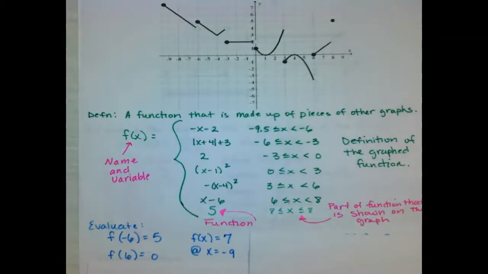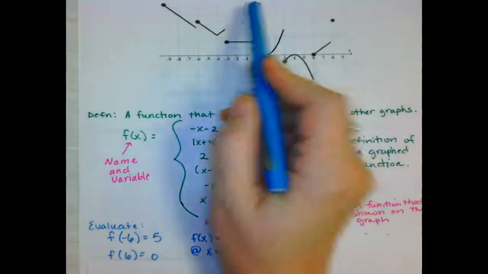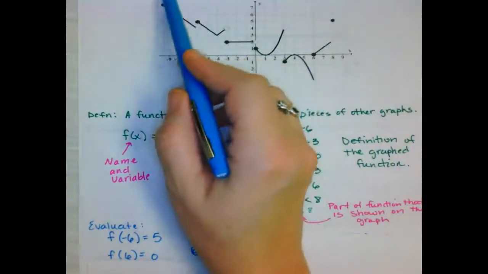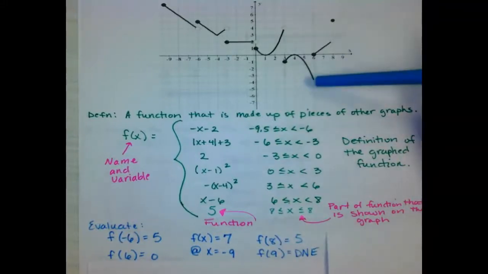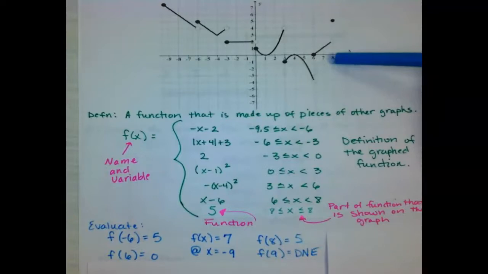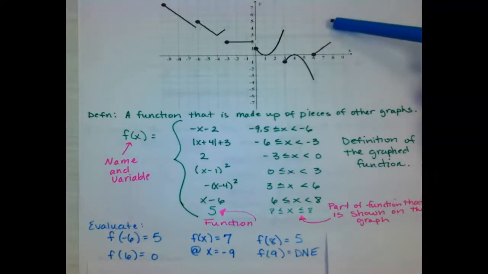In this situation, notice we don't know what the x is. We're trying to find the x when y is 7. So I go up here and I look horizontally at 7, and I see the graph is right here at x equals negative 9. So if you're doing a problem like this, you have to designate the x value. Here, because it's giving you the x and this is the function value, you can just say the value is y. All right, so then if I go over here to f of 8, I can see the f of 8 is way up here, and the function value is just 5.